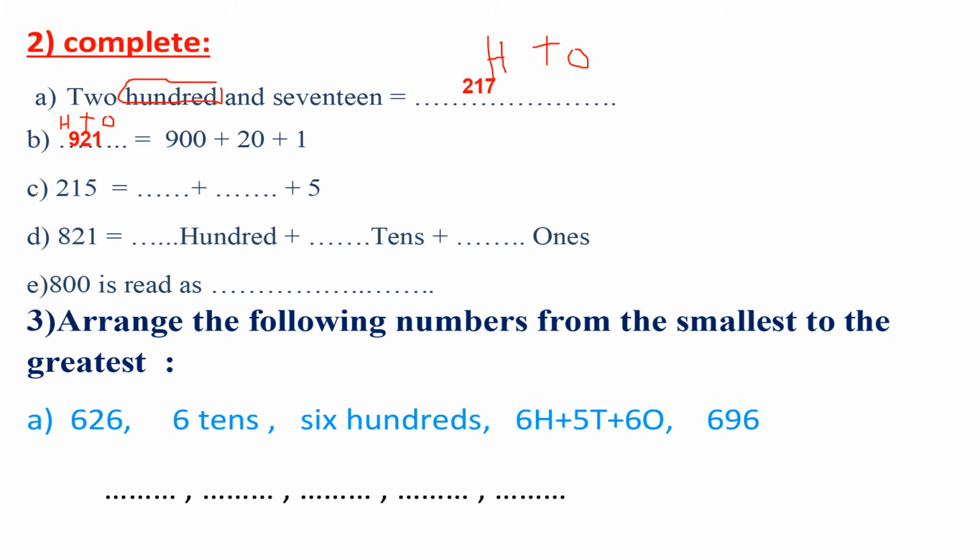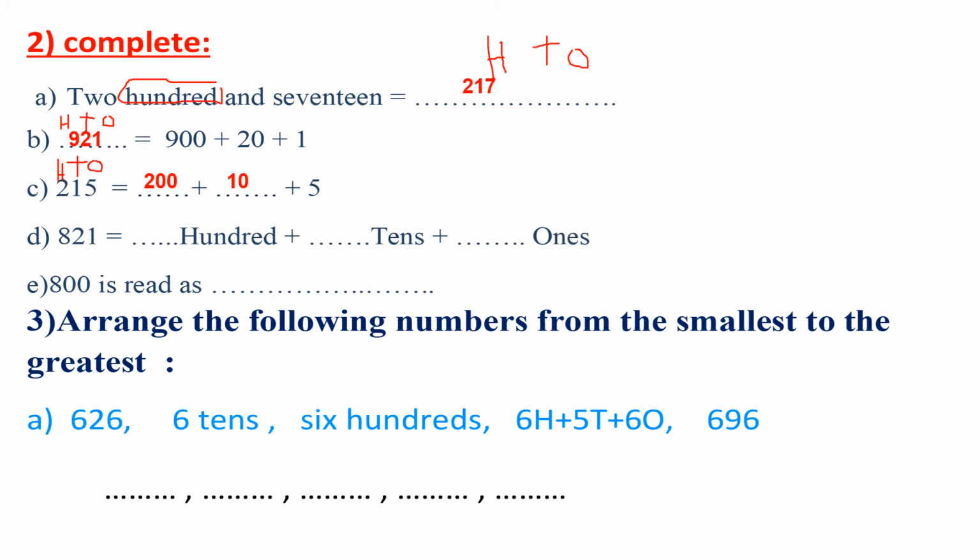So the answer will be 921. Now we have 215. We need to expand this number. This is expanded form, meaning we need to expand it. I will put the places of each number: ones, tens, hundreds. In hundreds we have 2, so I will put 2 and 2 zeros. And in tens we have 1, so it will be 10. So it will be 200 plus 10 plus 5.